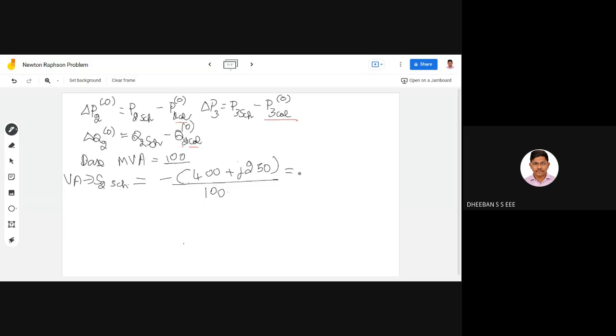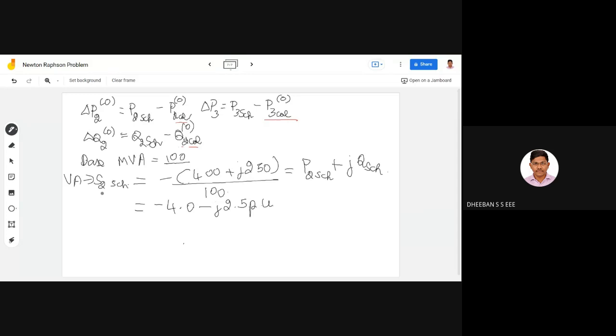So this will be equal to P2 schedule plus JQ2 schedule. And over here, if you are solving this, you will be getting your P2 schedule to be minus 4.0. Okay, so minus will be multiplied inside, so we will be getting minus 2.5. Okay, so this is with respect to your S2.